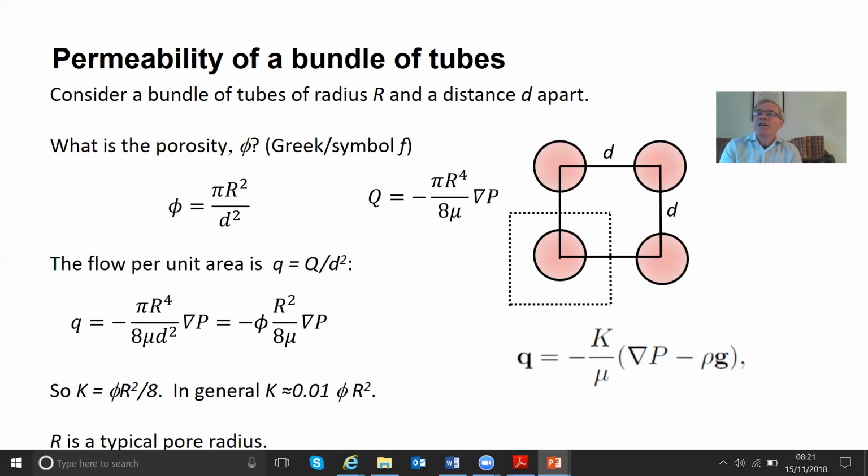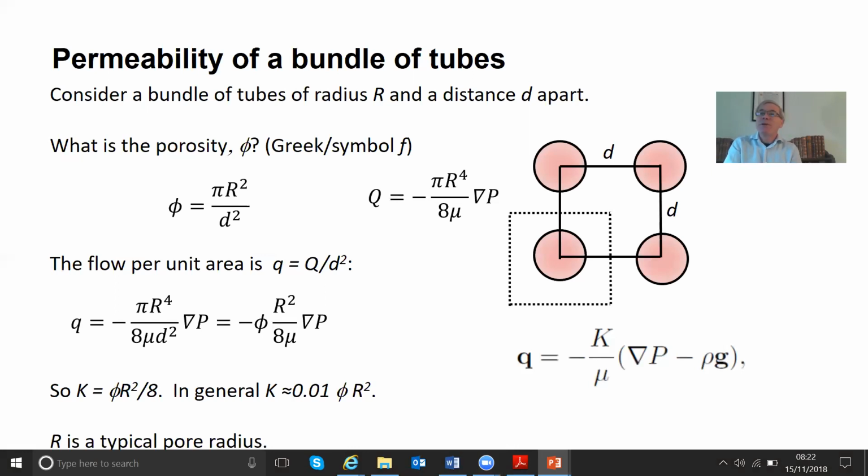If we look at this, Q is minus K over mu grad P, and then I've got another expression for Q. So the mu goes, the grad P goes, and what's left behind is in fact my permeability. So my permeability is phi times r squared divided by 8. Now, that's a rather useful expression because it says if I have a typical pore size and I know the porosity, basically porosity times the square of the pore size gives me an estimate of permeability, really a rough estimate. And then there's this factor of 1 over 8.